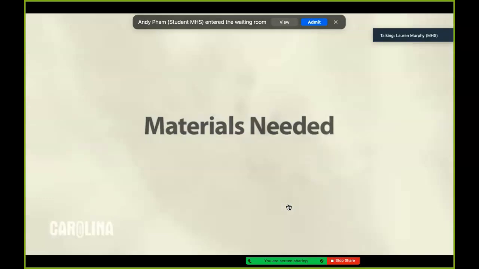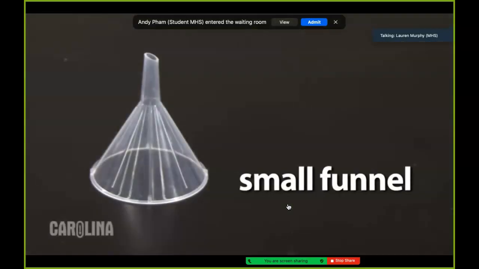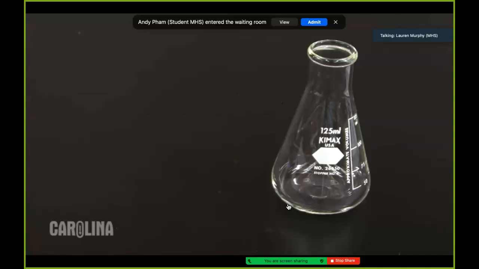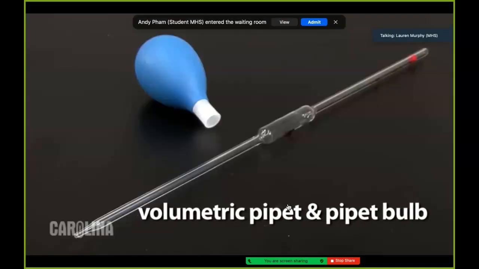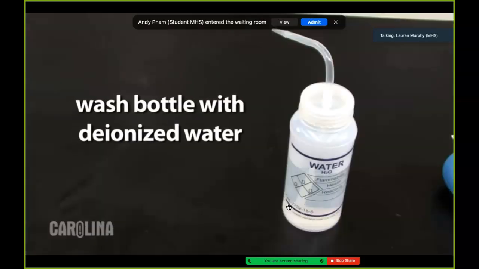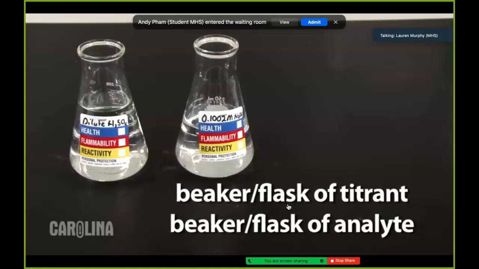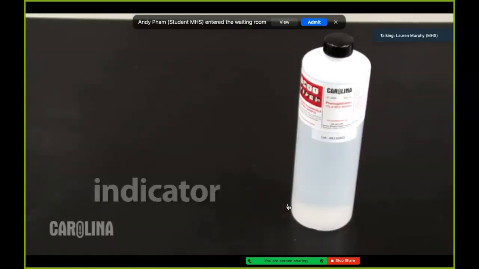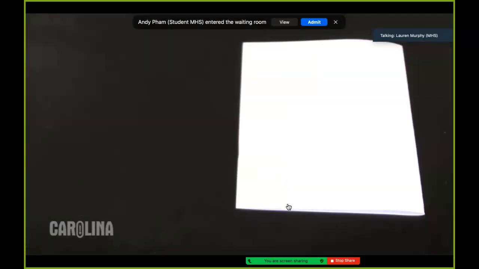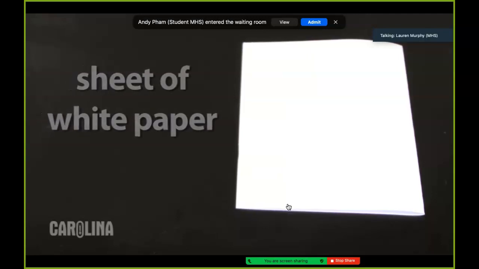Other materials you will also need include a small funnel to help you fill the burette, a 125 milliliter Erlenmeyer flask, which works best for titrations. The shape of the flask allows for more vigorous swirling than a beaker or other glassware and minimizes spill hazards. A volumetric pipette and pipette bulb to transfer a known volume of analyte to the flask. A wash bottle filled with deionized water, a beaker or flask of titrant and of analyte, indicator selected for your reaction, a reading card to help read the meniscus, and a sheet of white paper to help visualize the endpoint.